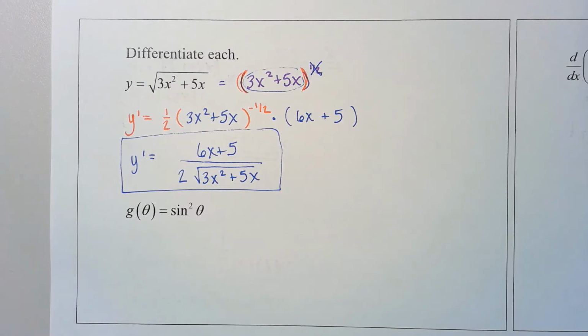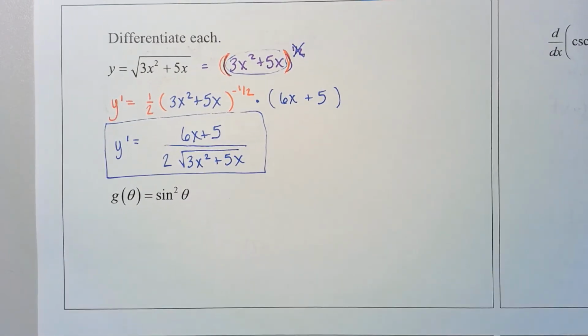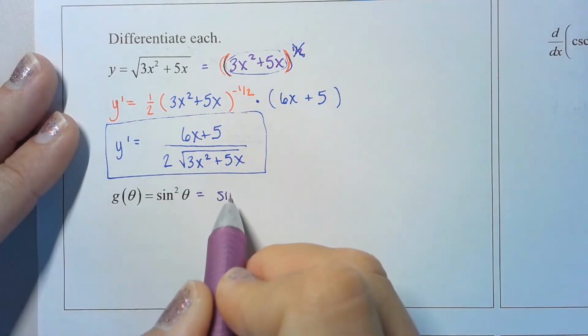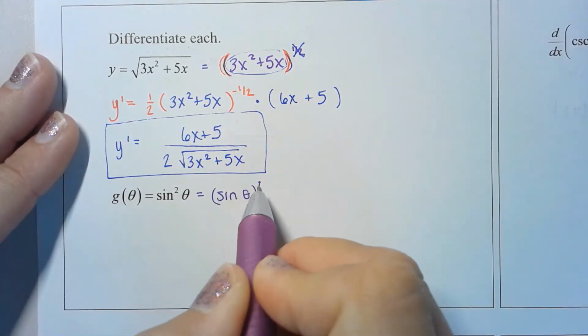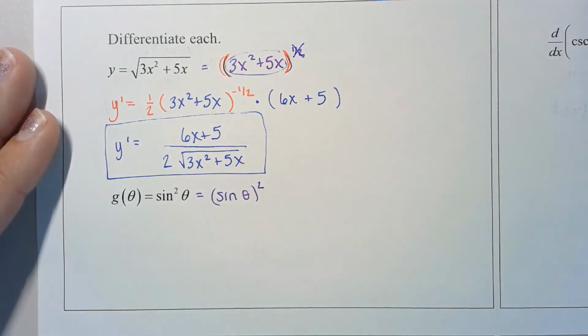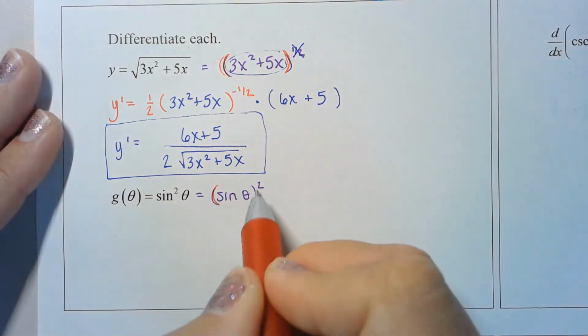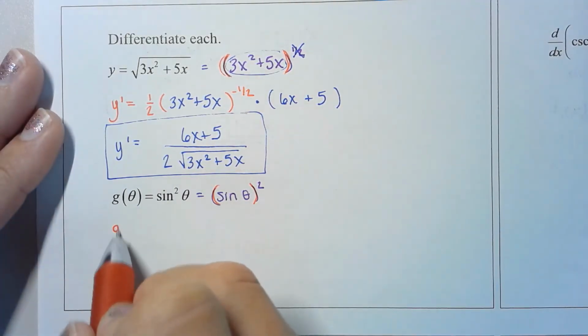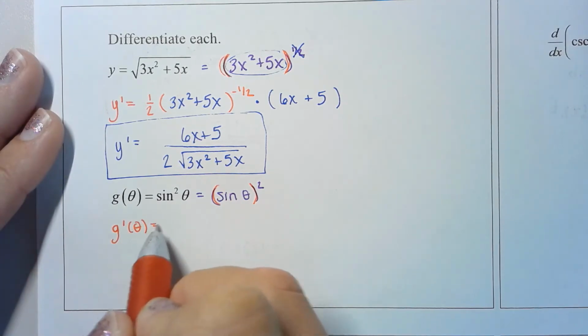All right, let's take a look at the next one. G of theta equals sine squared of theta. The first thing I'm going to do is write that as the sine of theta squared. Right? That's what that means. It's what we would do if we were going to type this in a calculator. And now we see a function inside another function. So when I go to take the derivative, I start on the outside.